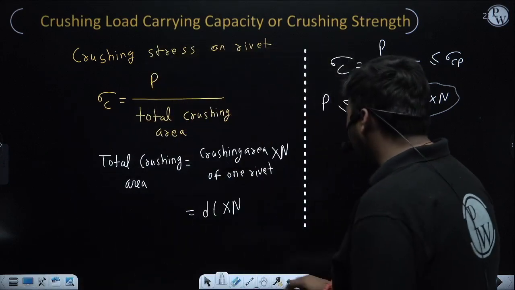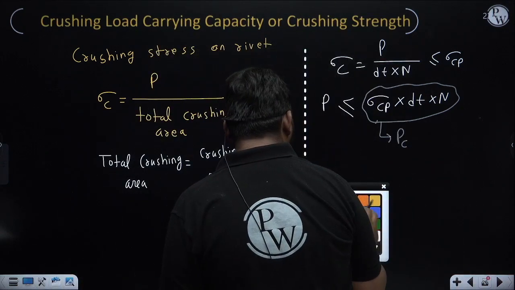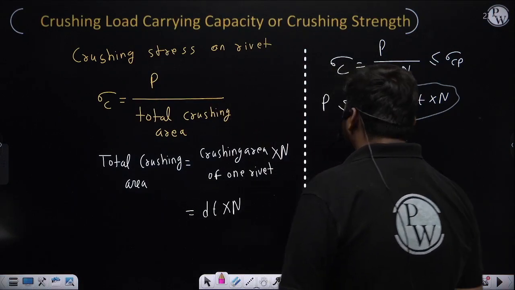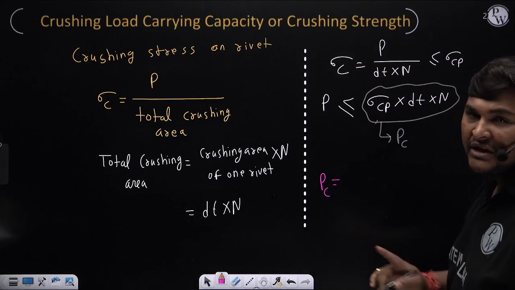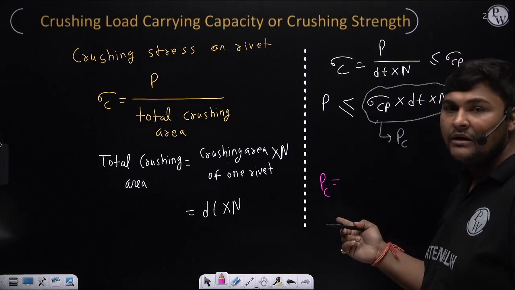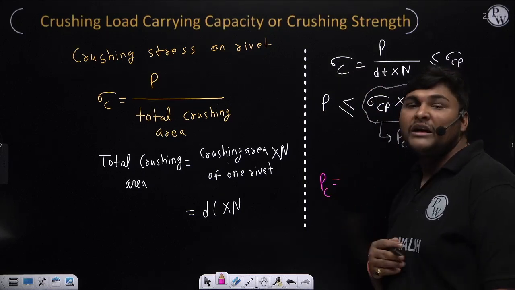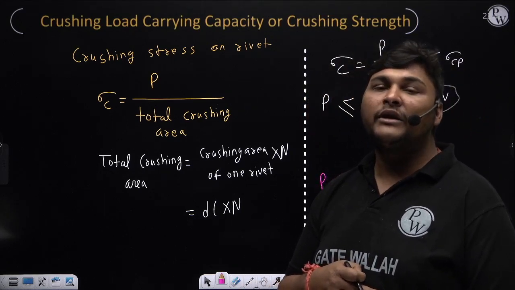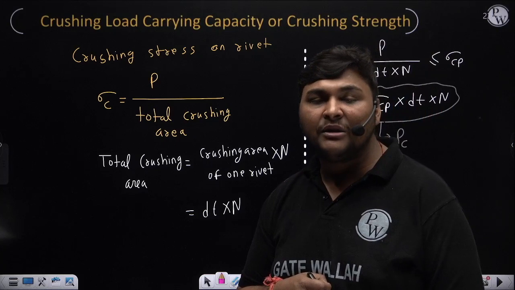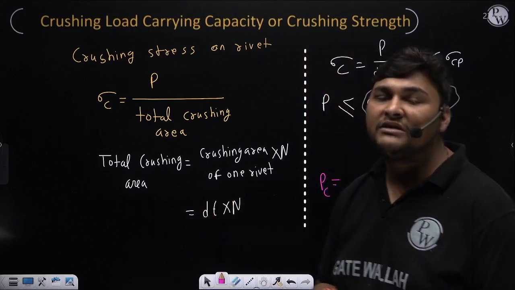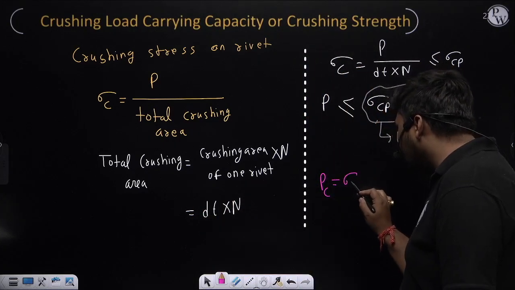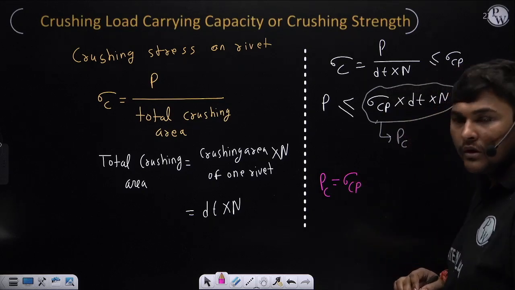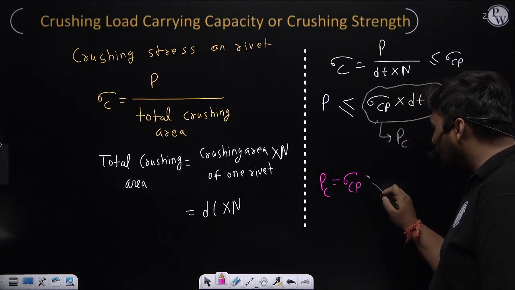Okay, so if I write the expression of PC, that is the crushing load carrying capacity, separately: when we are calculating the expression of load carrying capacity, equate actual stress with permissible stress. Right now I am talking about crushing load carrying capacity, in which crushing stress will come. So to calculate it, we will equate crushing stress, that is sigma C, with permissible crushing stress, that is sigma CP, into crushing area.